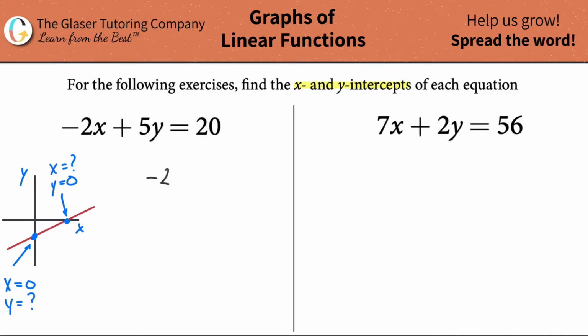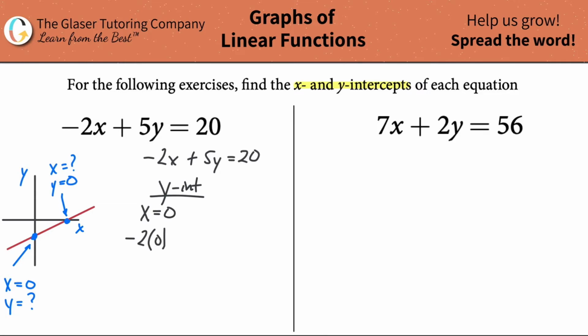So, -2x plus 5y is equal to 20. Now if I want to solve this particular equation and find the y-intercept, recall that the y-intercept occurs when x is equal to 0. So what I'm going to do is take 0 and plug it in for x in my equation, and now watch what's going to happen.